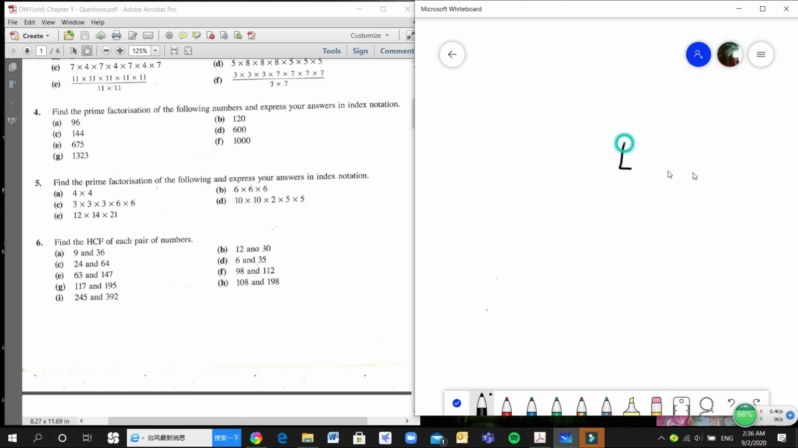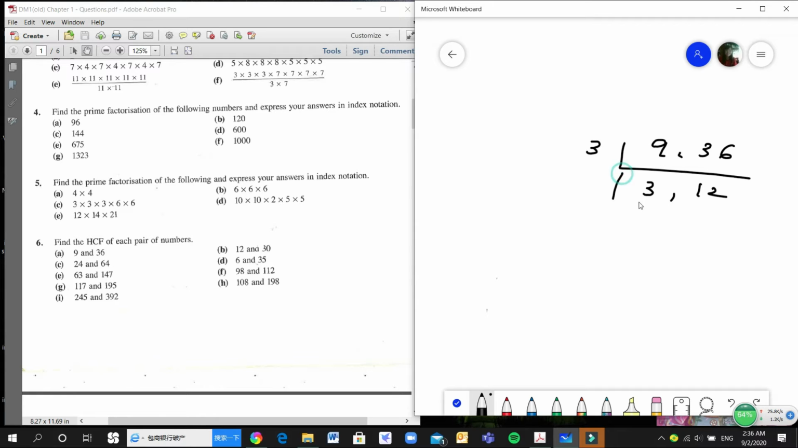Okay, right like that, 9 and then 36. Then we will try and divide both of them together. So for highest common factor, you need to divide the 2 numbers together until you cannot divide them together anymore. So for example, I will start from 9, number 3. So 9 divided by 3, 3. And then 36 divided by 3, 12.